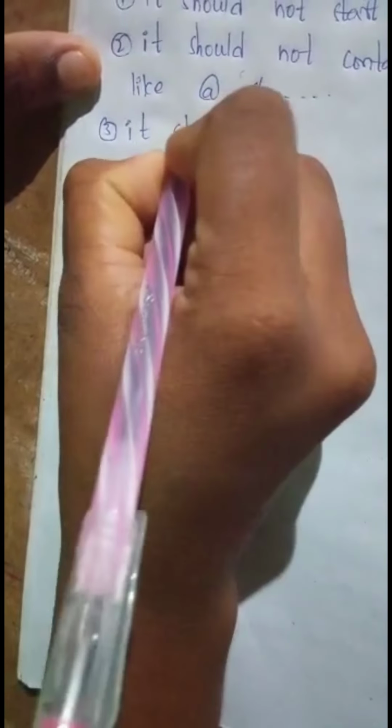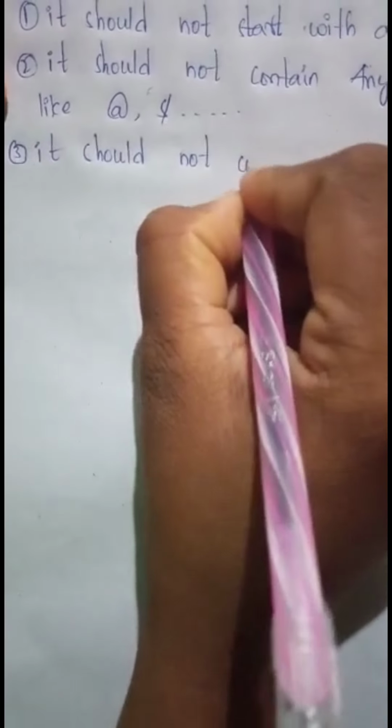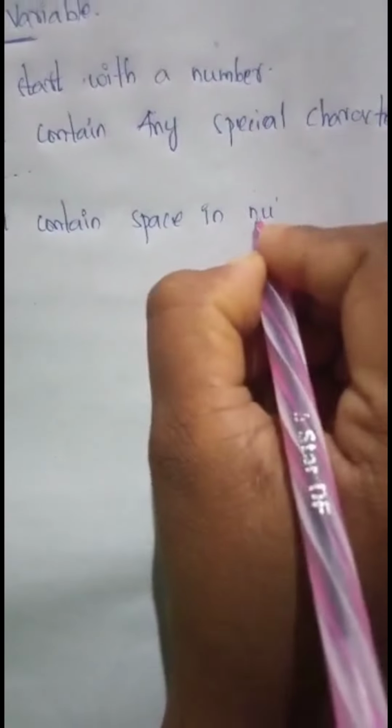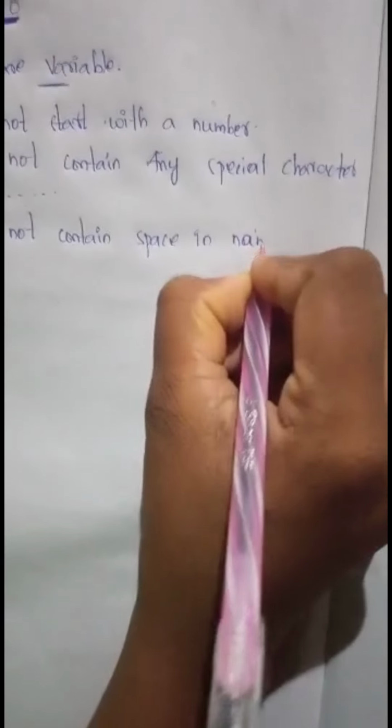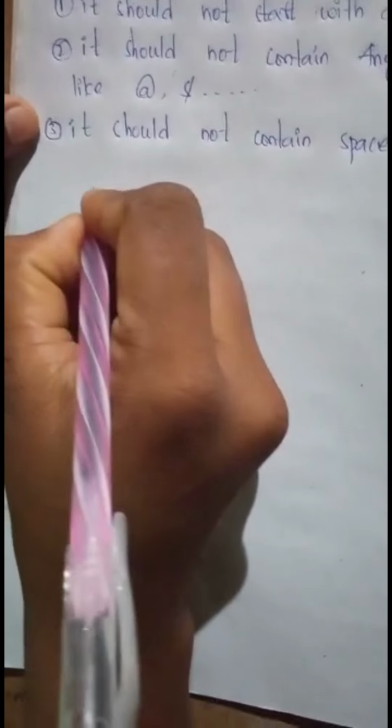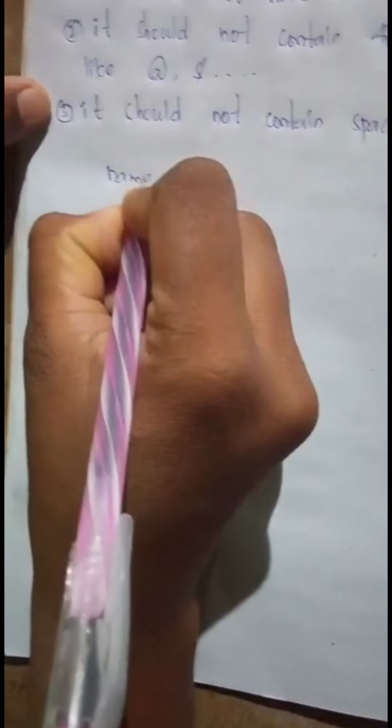Like this. And the third one is, it should not contain space in the name. So here I'm writing after the rules. Here I'm writing name is equal to 15. This is the example of a valid variable first.